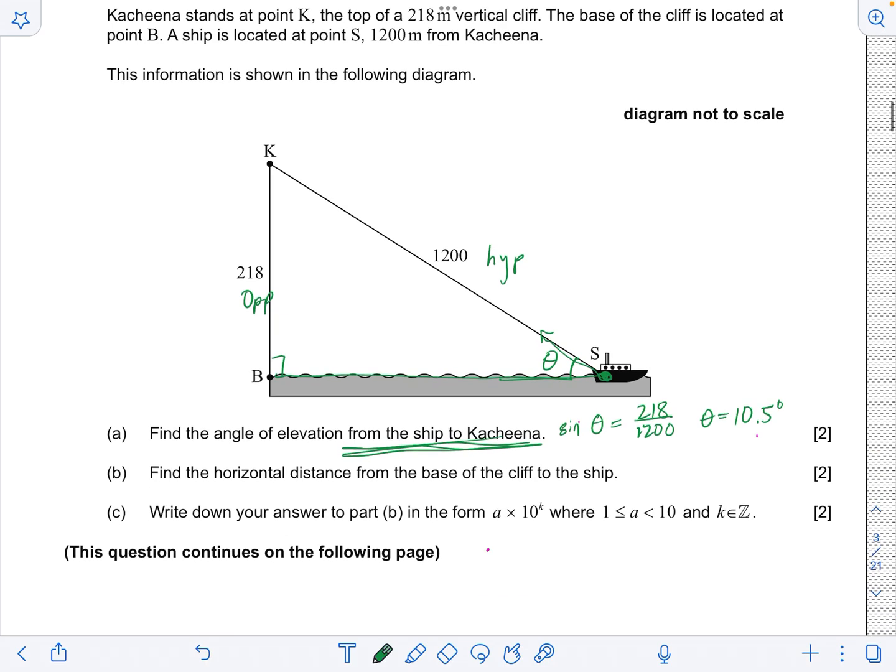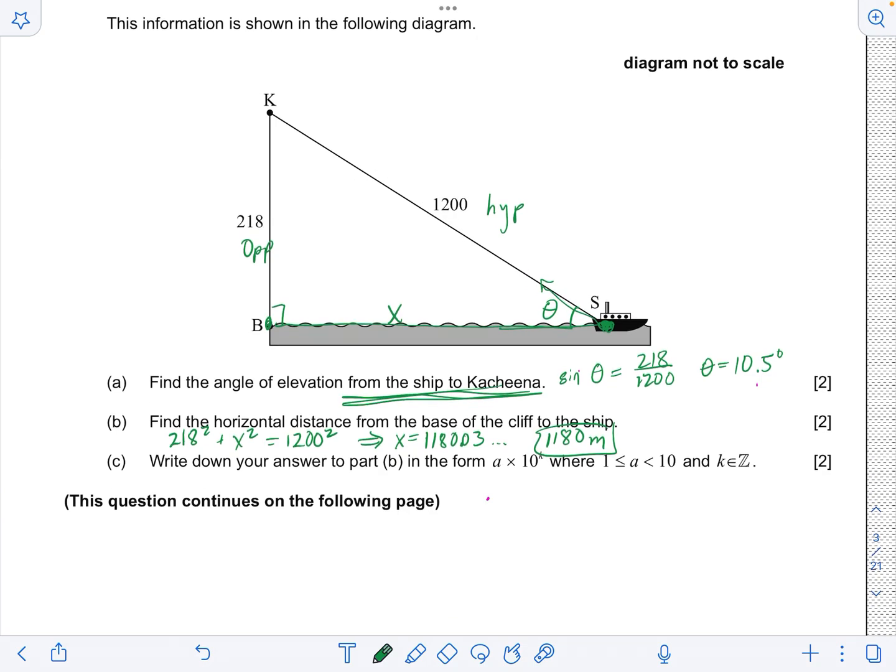For part B, we're looking for the horizontal distance from the base of the cliff to the ship. So this distance from the ship to the cliff, we'll call that x, and we can use Pythagorean theorem to do that. We would set it up as 218 squared plus x squared, because those are the legs, equals 1200 squared, which is the hypotenuse. And from that, we get that x would equal, after solving, and don't forget to take the square root, x equals 1180.03, and so on. Remember that for IB, we round to three significant figures unless told otherwise. So this would be 1180 meters. And that's our final answer.